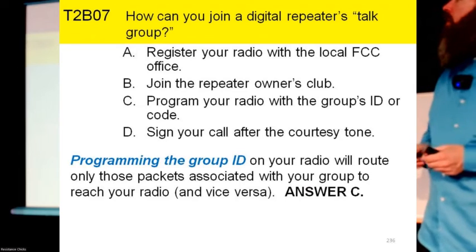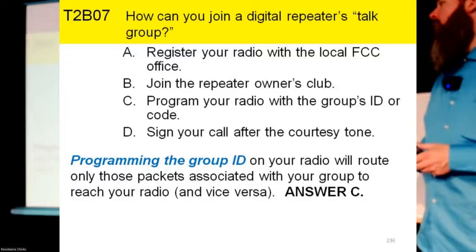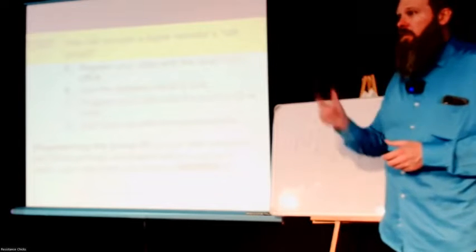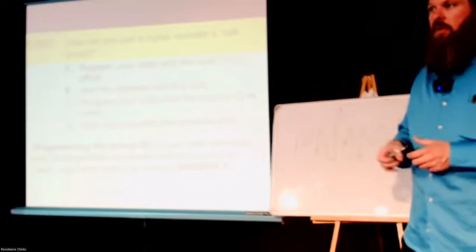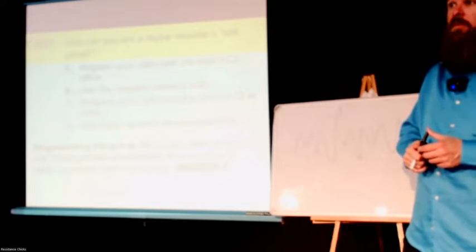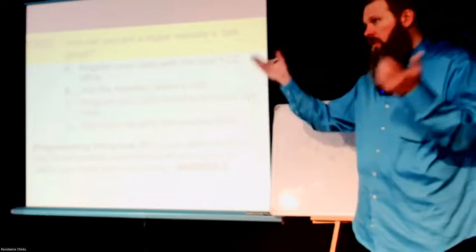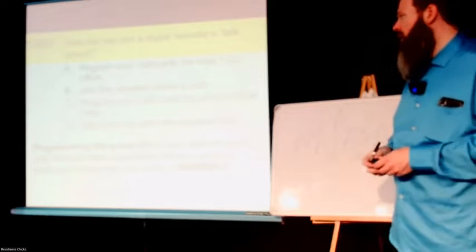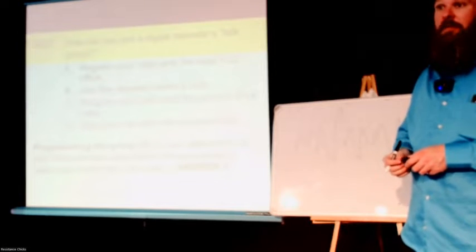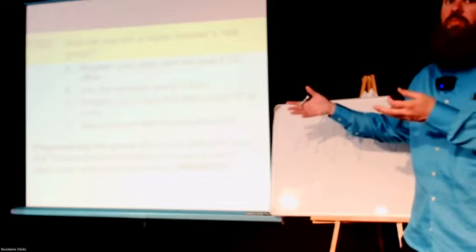How can you join a digital repeater's talk group? You program your radio with the group ID or code. Okay, so different talk groups have different IDs or codes, and you program that into your radio. So if you want to talk on the Los Angeles talk group, you look it up in the list, get its ID, program that into your radio, and now you can participate in it. It's not any more complicated than that. And it probably doesn't make a lot of sense until you get a radio that can do this and then you actually do it. But they just want you to understand there's a process.